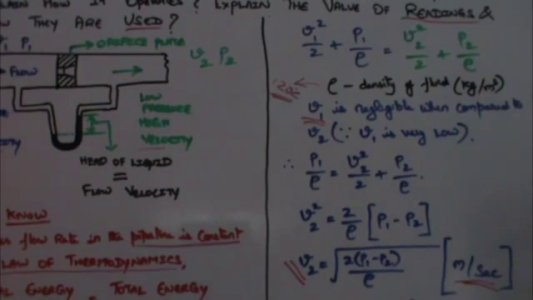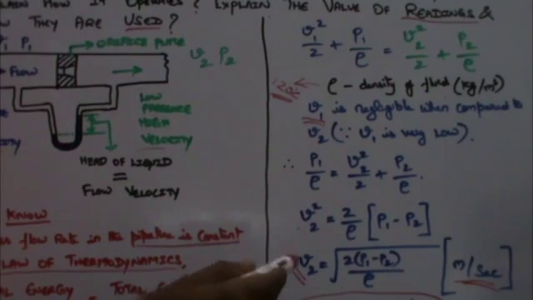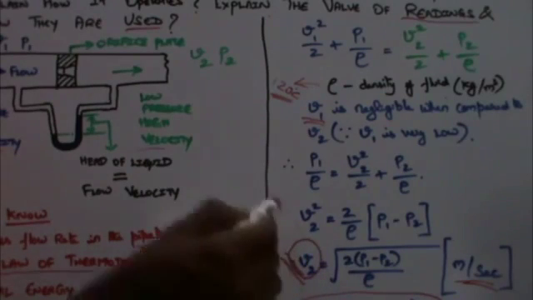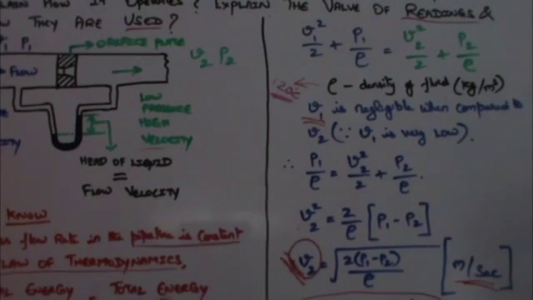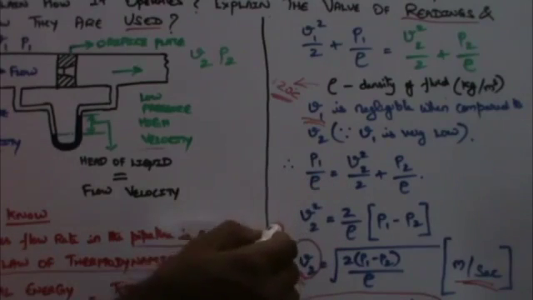And as I said, rho is the density of the fuel oil, and V2 is the velocity of the fluid flowing through the pipeline after the orifice. Since we know the fluid flow velocity V2, we can easily calculate the volume flow rate.